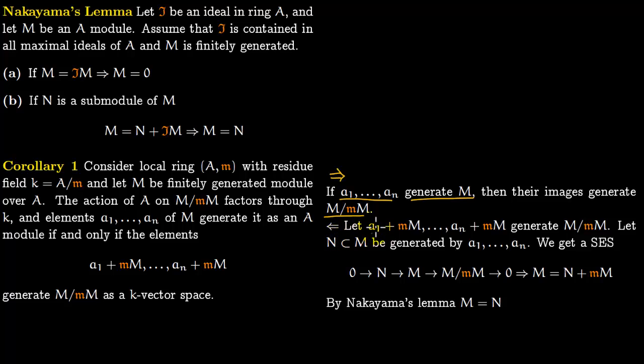In the opposite direction, you say that a1 plus mM all the way to an plus mM generate this K vector space. So let's say N is a submodule of M and it is generated by a1 to an, and we are going to show by Nakayama Lemma that N has to be equal to M. So you have all these elements which generate this, and you take any submodule which is generated by these elements, then it has to be precisely M. So if this is a submodule, we can construct a short exact sequence. N is injected into M, and then you can modulo out like this.